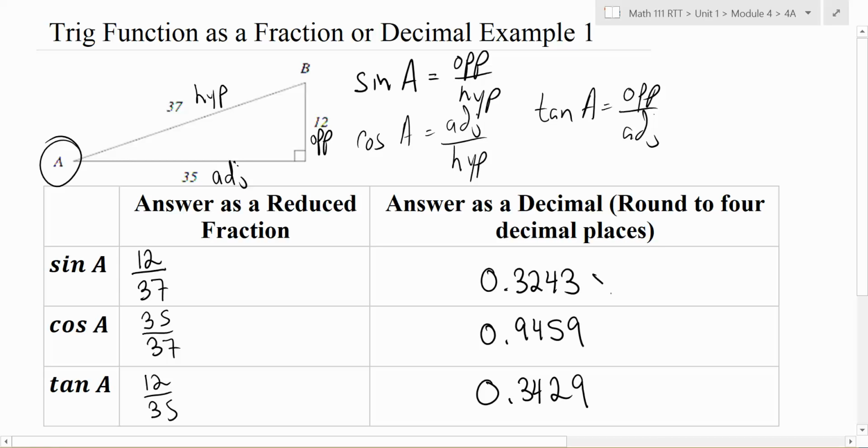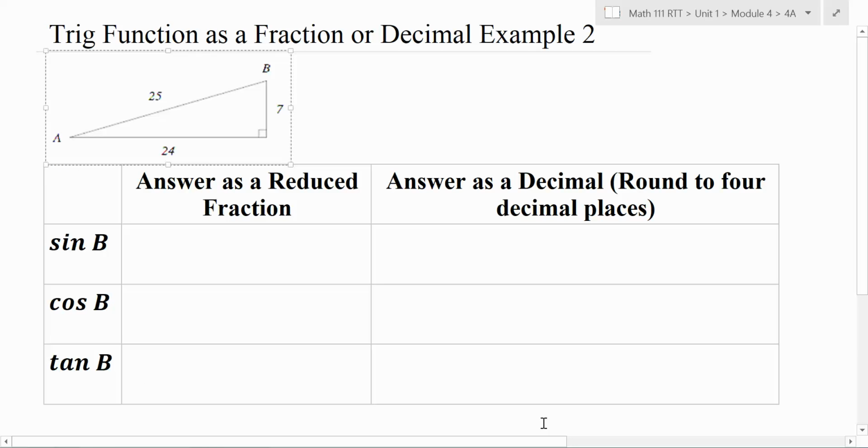And I want to point out as a quick check that the sine and the cosine are always going to be less than 1. And if we think about it, that's because we're taking one of the side lengths, either the opposite or the adjacent, and dividing by the hypotenuse, which is always bigger. Hypotenuse is always bigger than either the opposite or the adjacent. So if you get an answer that's larger than 1 for sine or cosine, you know you made a mistake somewhere. Now, tangent can be larger than 1 because it's possible to have an opposite that's bigger than the adjacent.